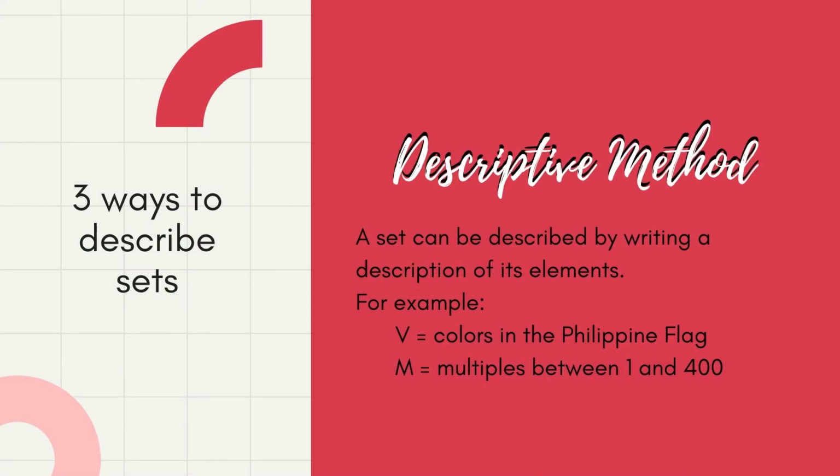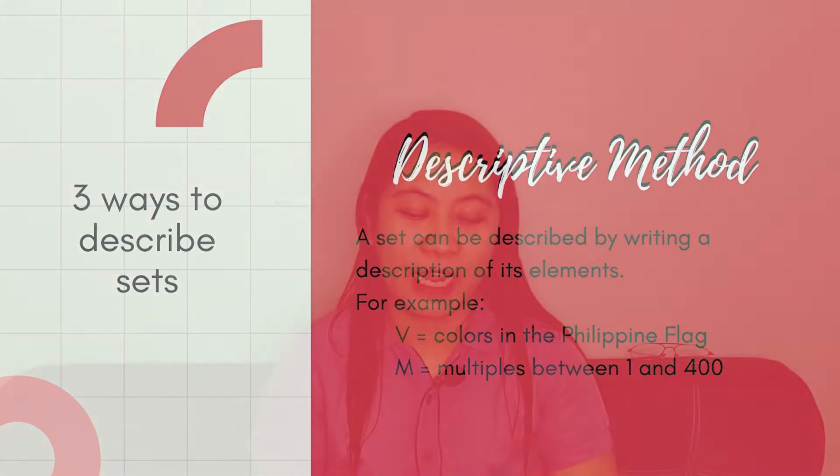The first one is the descriptive method. A set can be described by writing a description of its elements. We have here an example. Let's say, for example, set V. Set V refers to the colors in the Philippine flag. And then we also have set M, which refers to the multiples of 6 between 1 and 400.